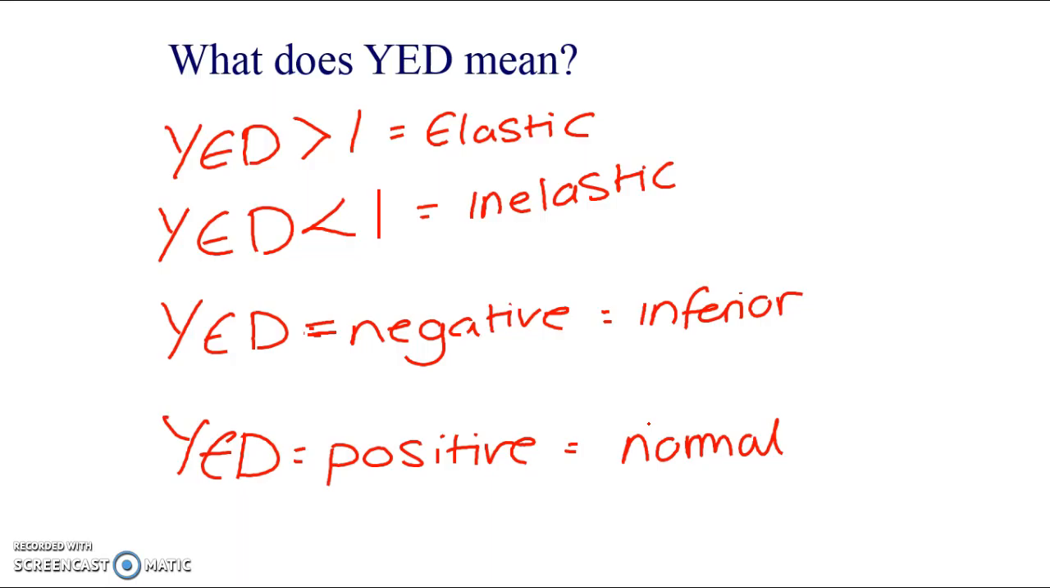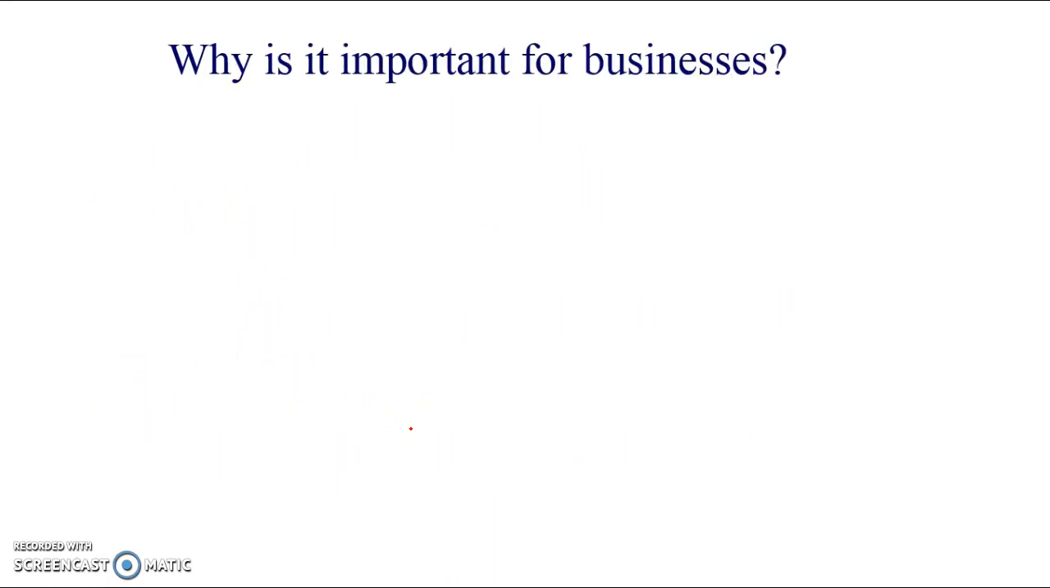Just to point out a common mistake, some students think that if it's inferior, it has to be inelastic as well. That's not true. It could be elastic and inferior. It could be elastic and it could be normal if it's a positive number. It could be inelastic and inferior if it's a negative number. It can be inelastic and it can be normal. So there are actually 4 different combinations that you can get to interpret these YED figures.